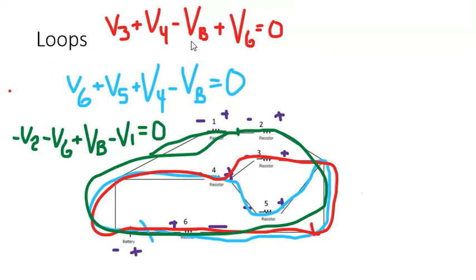Well, the voltage of the battery equals 3, 4, and 6. The voltage of the battery also equals 4, 5, and 6. The voltage of the battery also equals 1, 2, and 6. Right? Because when the charges leave, they end up going through 3 resistors no matter what path they take. So those 3 resistors have to add up to the voltage of the battery.